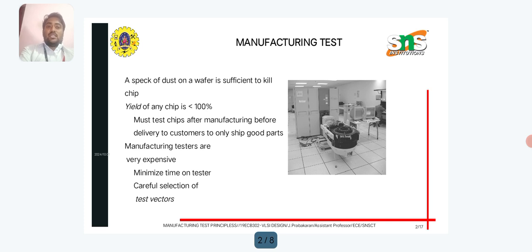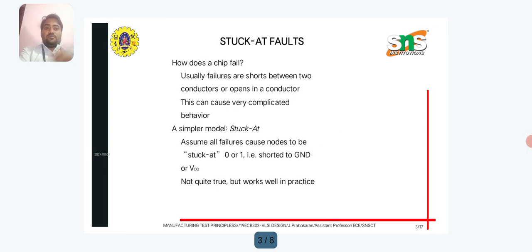Manufacturing testers are more expensive. Minimize time on tester, careful selection of test vectors. And let me discuss some of the fault modeling. The fault modeling helps predict common defect that can occur during manufacturing process. It provides a way to stimulate and detect possible fault in the circuit.